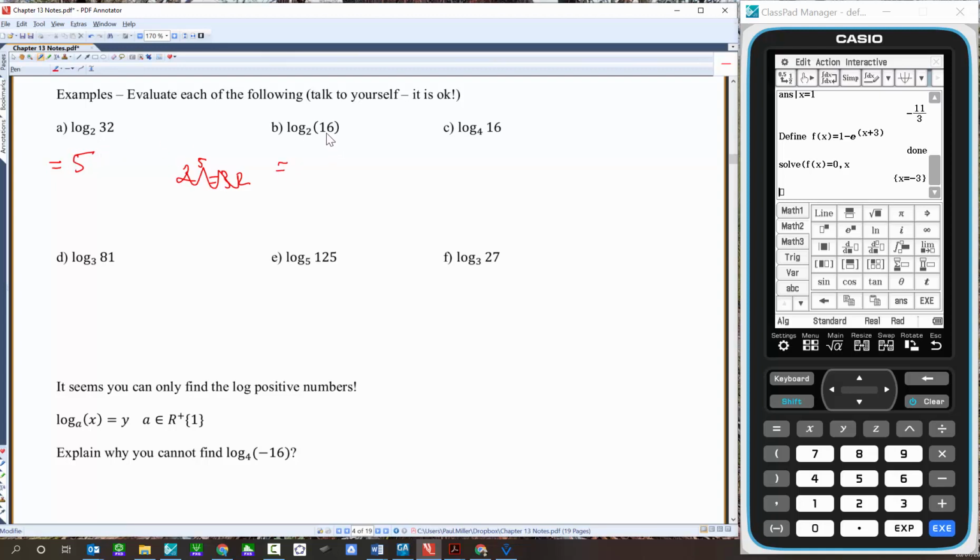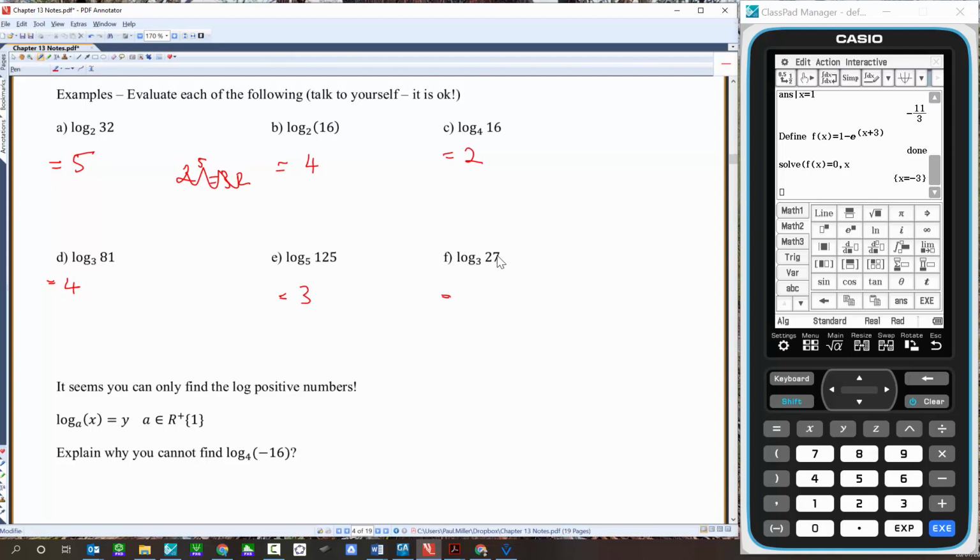All right, this says 2 raised to what power will give me 16? The answer is 4. 4 raised to what power will give me the answer 16? The answer is 2. 3 raised to what power will give me 81? Well, 3 to the 3 is 27, 3 to the 4 is 81. So this one here, the answer is 4. 5 raised to what power will give me 125? That's 3.